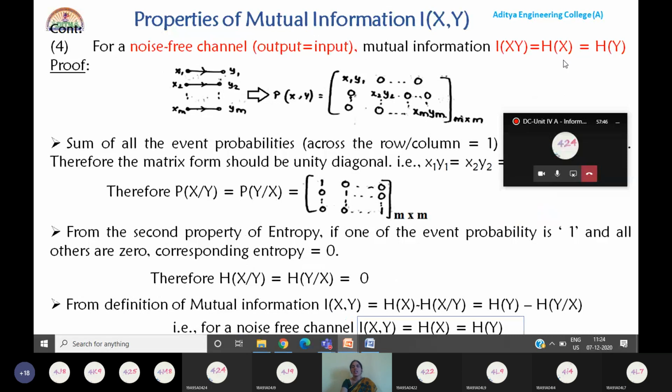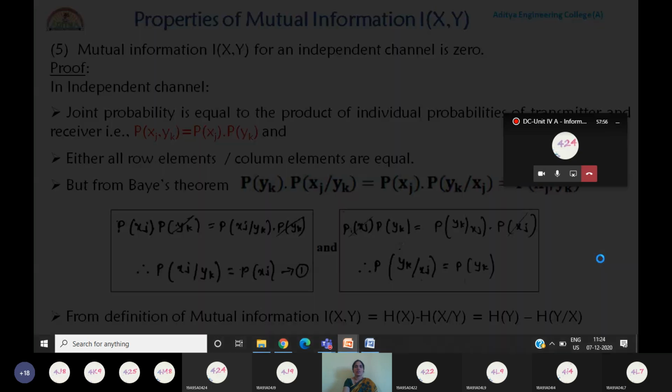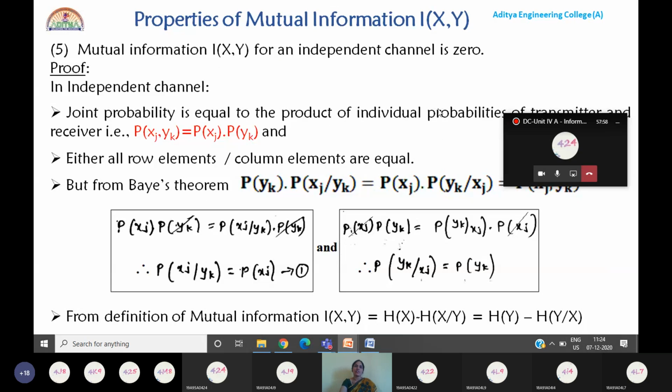And similarly, we have defined the fourth property: for a noise free channel, mutual information I of XY is H of X or H of Y, because for a noise free channel, conditional entropies H of X by Y or H of Y by X are 0. And mutual information for an independent channel is 0 because joint probability is equal to the product of individual probabilities.